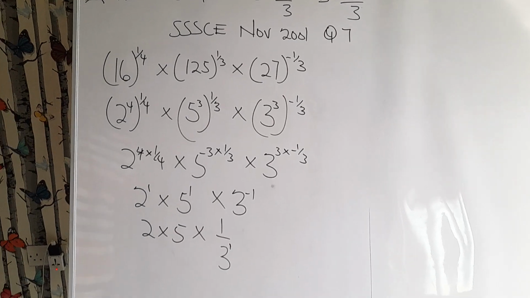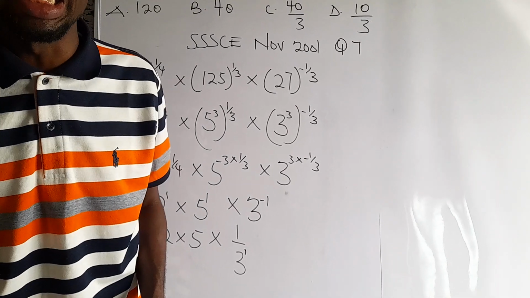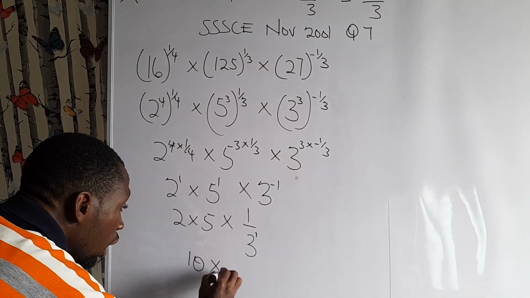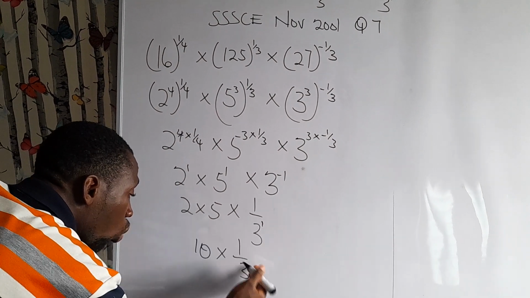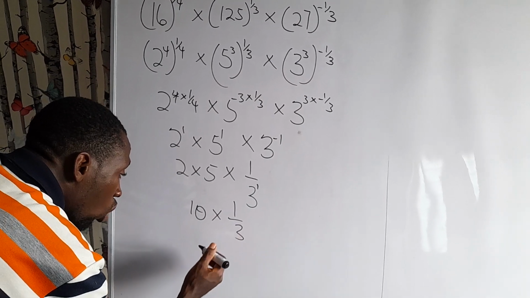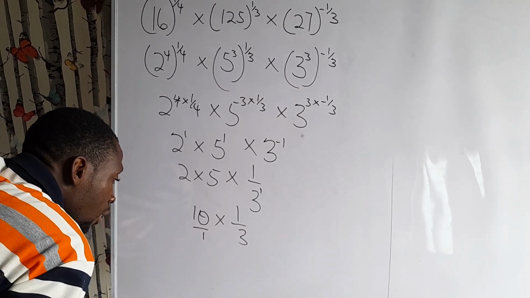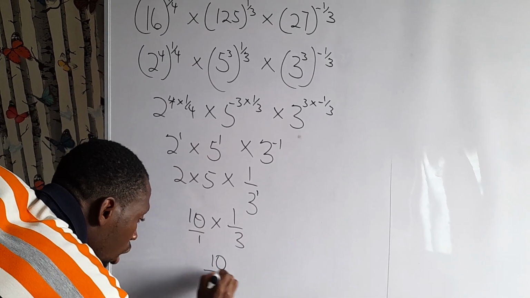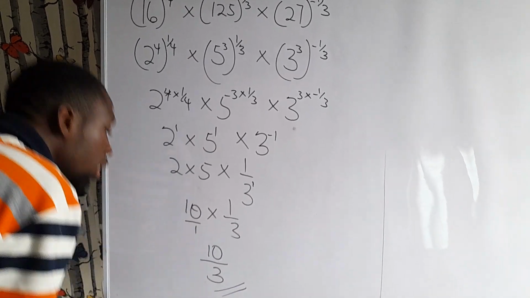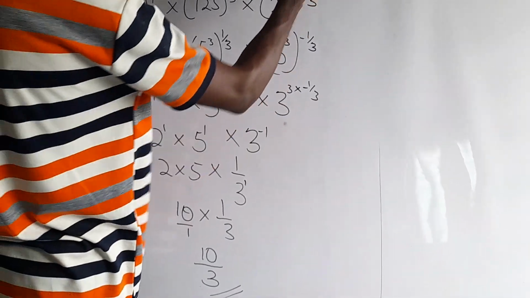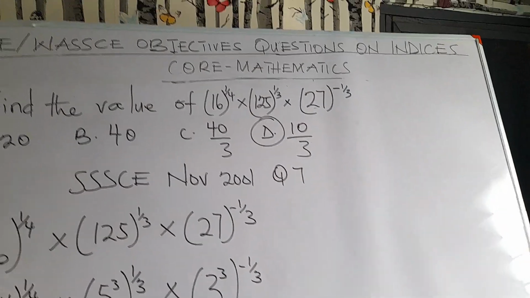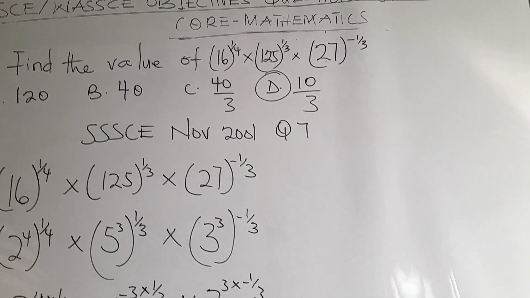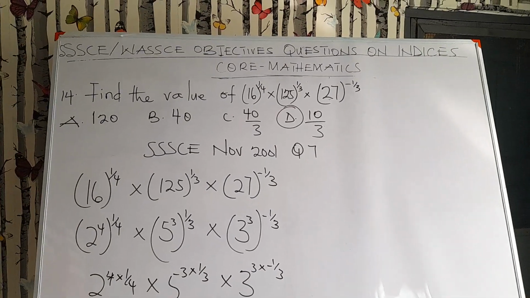You know that using the properties. Please check out my videos on properties of indices. So 2 times 5 is 10. So 10 times 1 over 3 exponent 1 is 10 times 1 over 3, you know 10 is over 1. So 10 times 1 will be 10, then 1 times 3. The correct answer is 10 over 3. So the correct answer here is D. I hope you had it correct. And I believe in you. If you are following the discussion, I know you will get it correct.